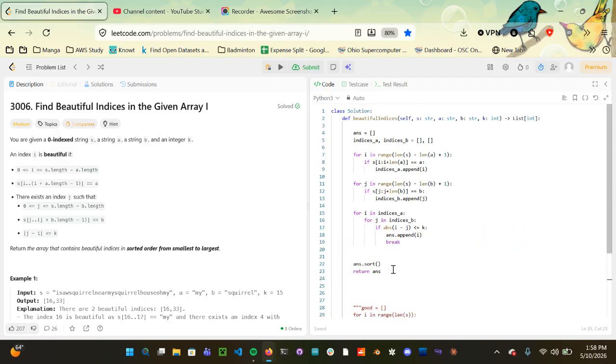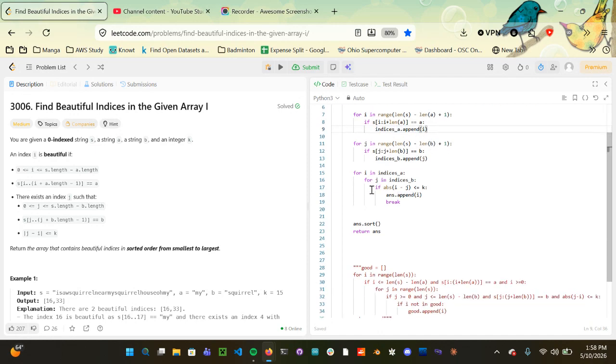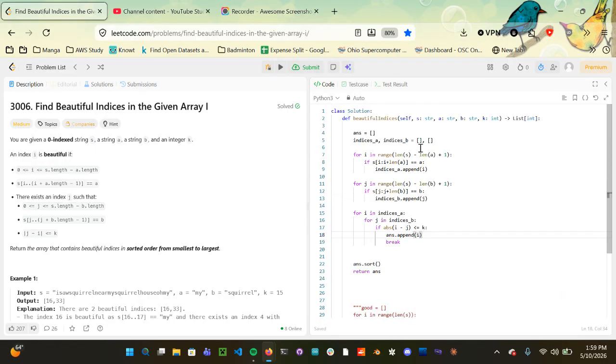So my second answer was to get the indices of A and the indices of B, and we have our answer where we append our indices. So we go through S looking for A, and if the substring equals A, then we append the index into A. Same thing for B, and for indices in A, we go through the indices in B, and if this condition holds, we append it, and then we break because we do not want to double count the indices, right?